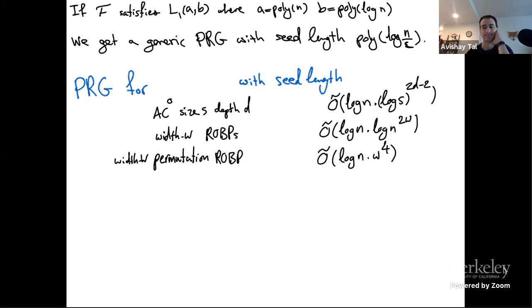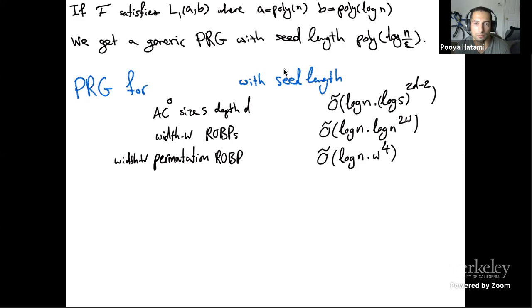There's a question in the chat. I don't know how to access the Q&A. Do you see the Q&A at the bottom? I can read it. Somehow I only see my shared screen. Okay, I see, if I go up.